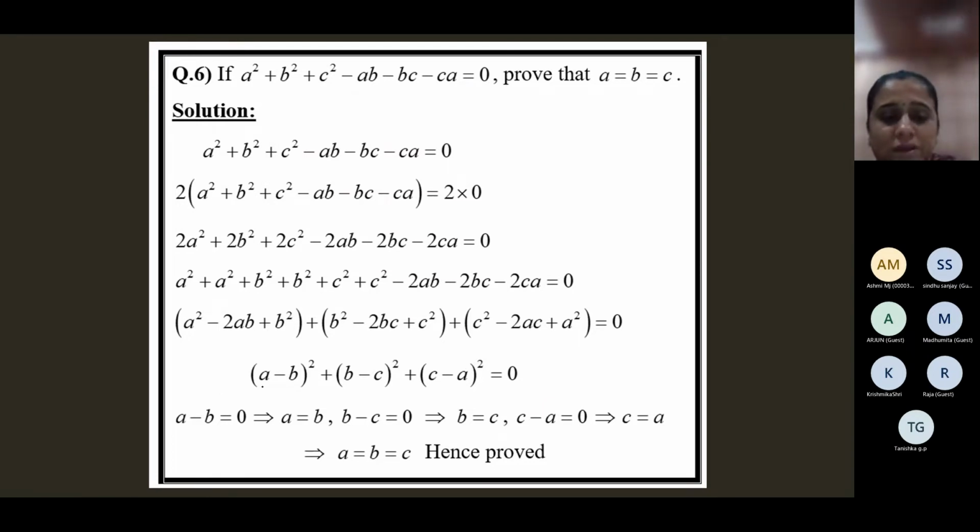Now, what is the meaning of this equation? A minus b the whole square plus b minus c the whole square plus c minus a the whole square is equal to 0. It's a sum.